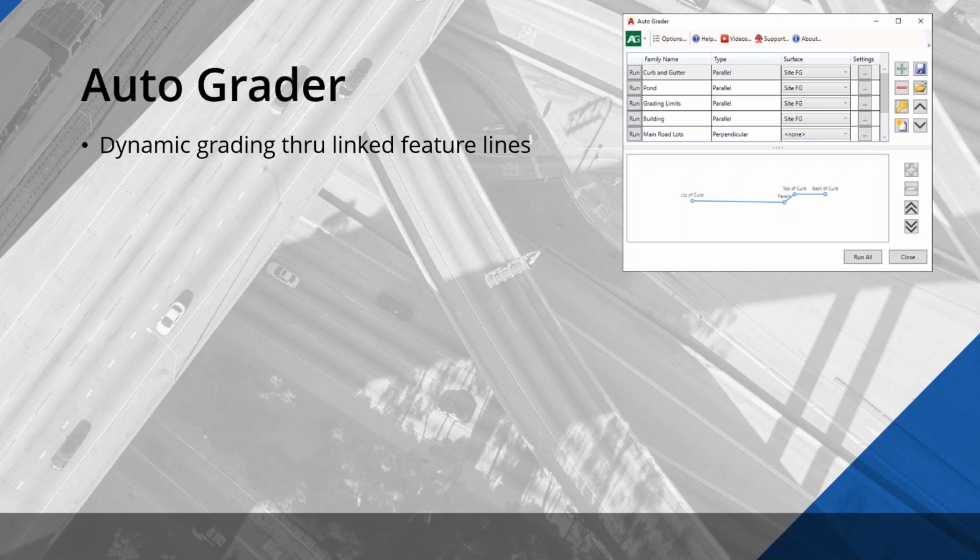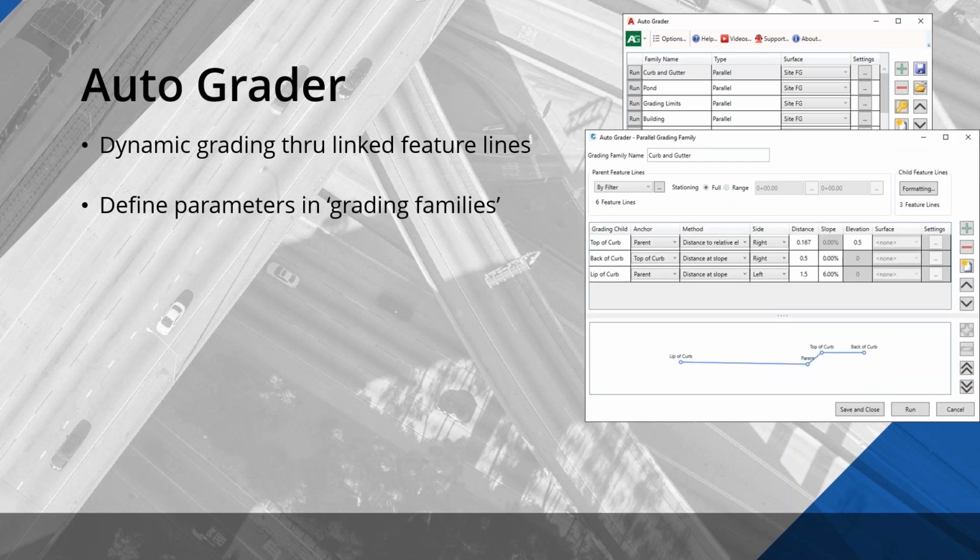So what Autograder does, one of its primary things, is to link sets of feature lines through what we call grading families. So a grading family might be curb and gutter, right? You often have a 3D offset between one feature line and a set of other ones, and that's how a lot of the grading works that you're doing.